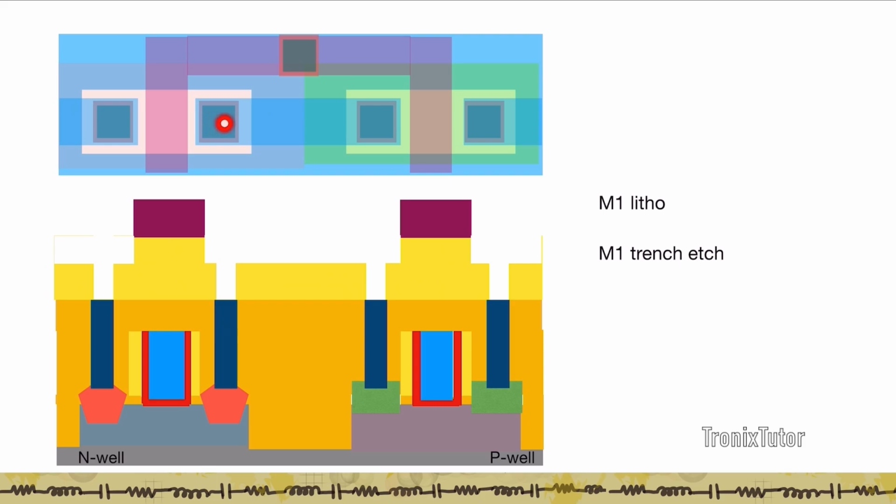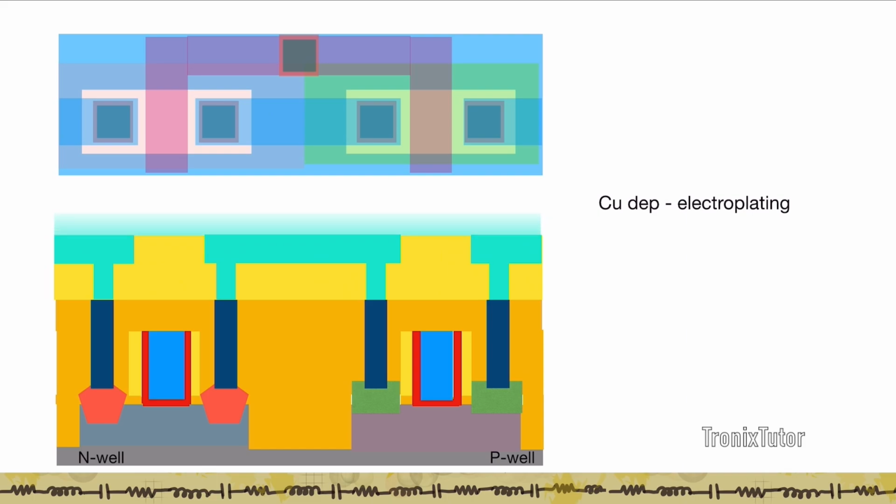If you look top down, you have a metal which is shorting the drains of the PMOS and the NMOS, and this metal is connected to the drain of the PMOS here and the drain of the NMOS here. Now once we've done the trench etch of metal, we remove the photoresist. And then, because we have to put down copper, we use an electroplating technique. When we do electroplating, copper is deposited both in the vias and in the metal lines in one go. And this is known as a dual damascene process.